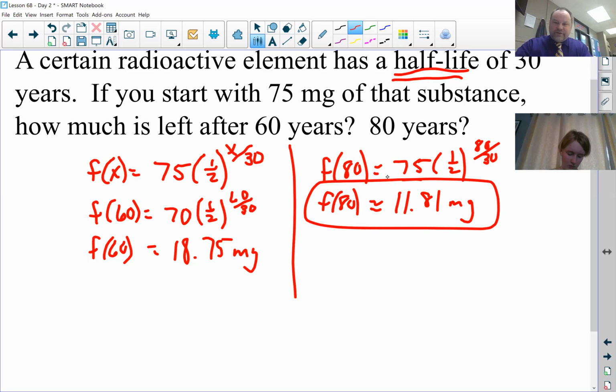And again, that 80 years, that's almost another half-life. So we should be a little bit more than half of our previous answer. So just in general, that answer seems pretty accurate.